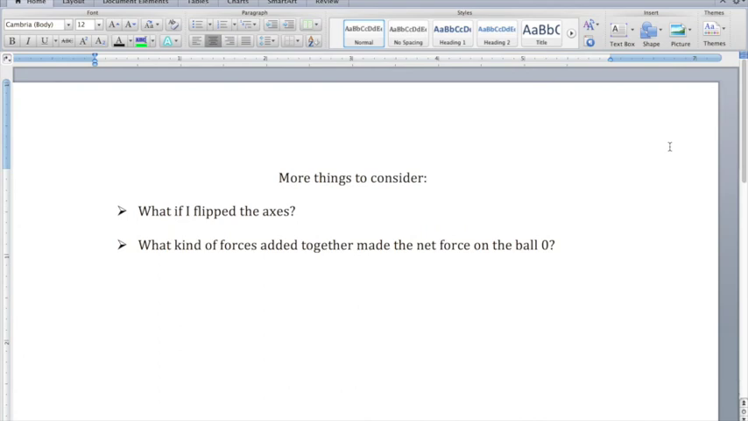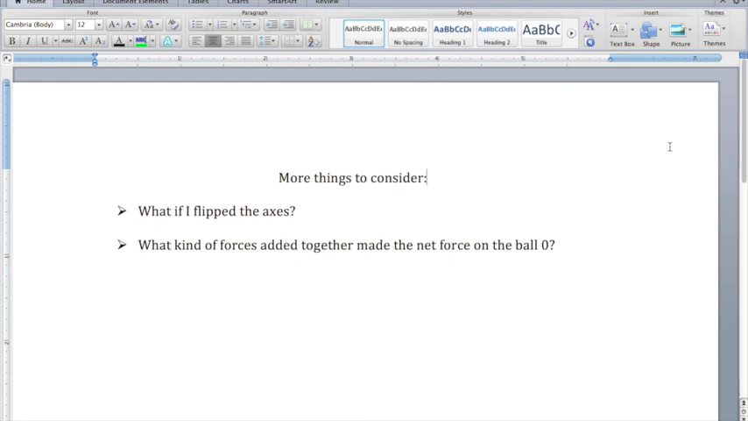More things to consider from this experiment are, what if I flipped the axes? Say I pushed the ball from the left to the right instead of from the right to the left. Well, that means that the velocity of the ball would be in the positive x direction instead of the negative x direction. And the graph would be a positive upward sloping line rather than a negative downward sloping line.